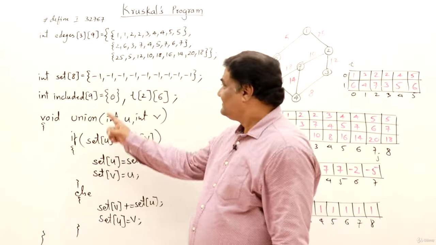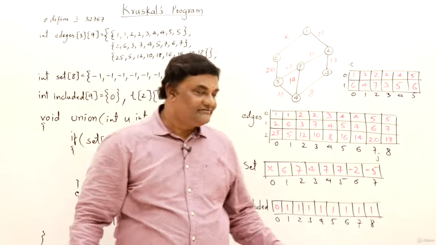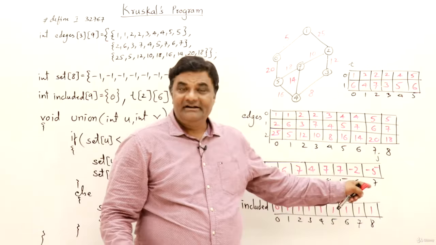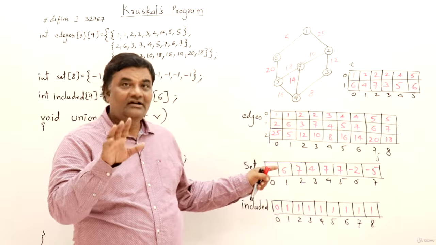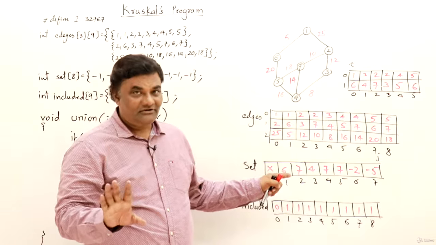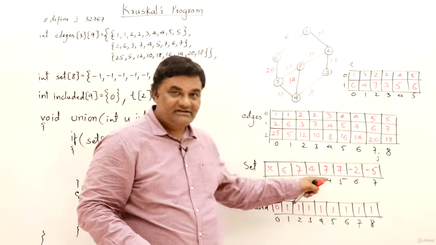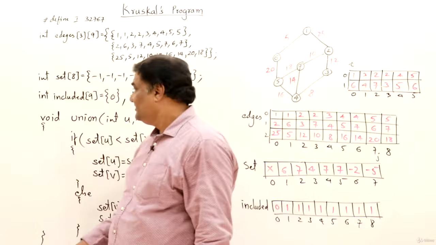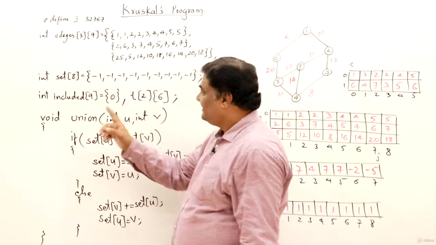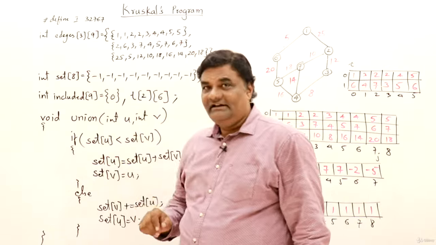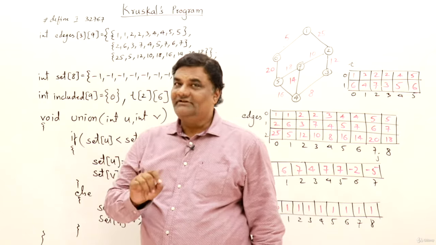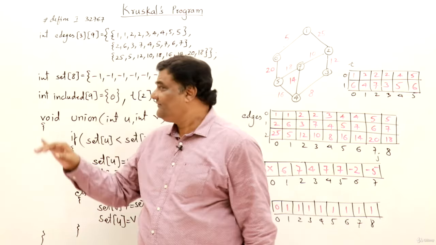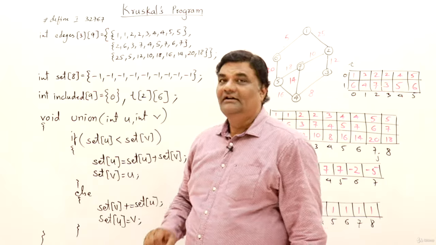The next is sets. All are initialized with -1, for implementing sets, for checking whether a cycle is formed or not. Initially, if you remember, all were -1. I have filled all with -1 and the size is 8, that is 0 to 7. So we will be using 1 to 7. The first one we will not be using.